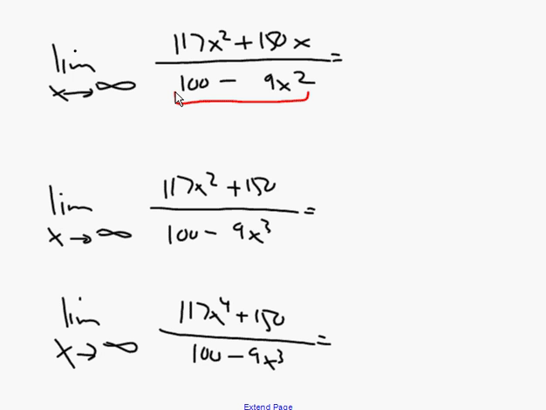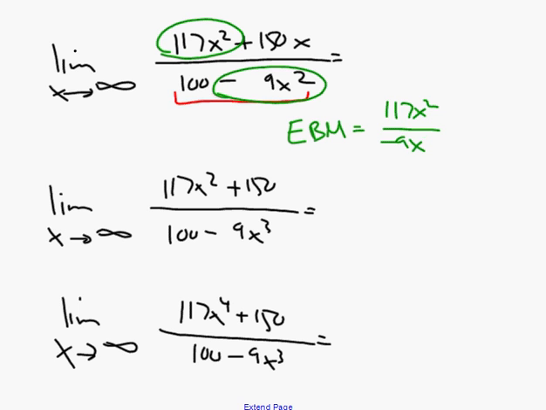So to solve this, like I said, you can use something called an end behavior model, or an EBM. That's how I'll abbreviate them. And to get one, all you do is take the highest power term on top and divide it by the highest power term on the bottom. So if you do that here, take this term, divide it by that term, watch what happens. You get 117 x squared over negative 9 x squared. Well, the x squareds cancel, and you're just left with 117 over negative 9. It turns out that's the answer to the limit.